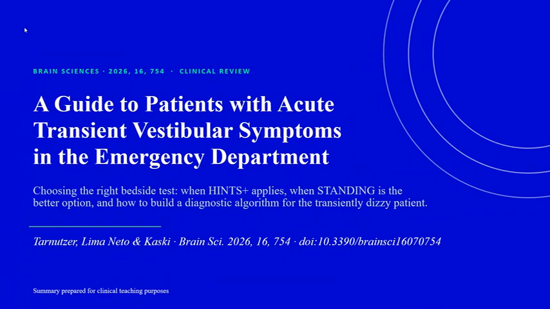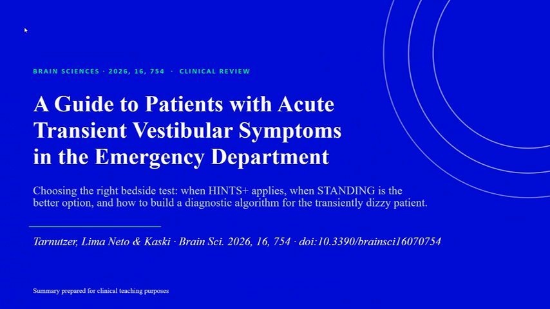Good morning, everyone. Today we are going to tackle one of the most common and most challenging presentations we see in the emergency department, the patient with acute transient vestibular symptoms. As many as two-thirds of acutely dizzy patients who walk through our doors report intermittent symptoms only. By the time they reach us, the nystagmus we are looking for has already disappeared. This creates a real diagnostic dilemma.